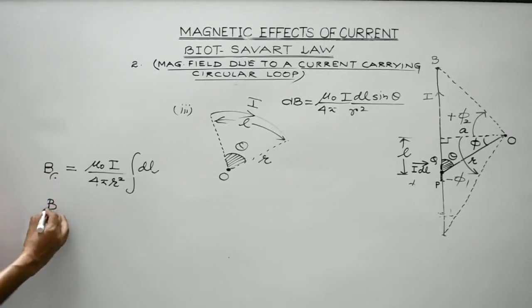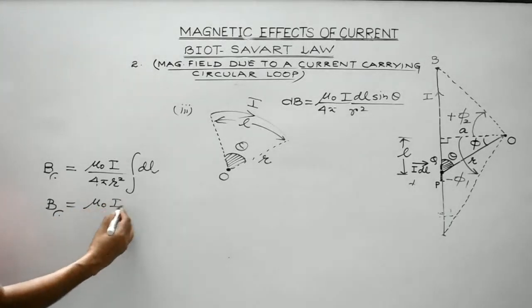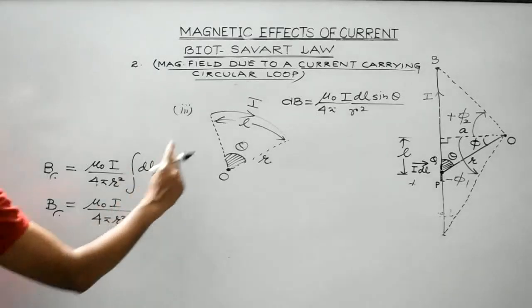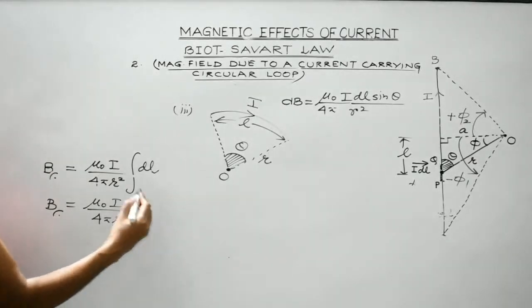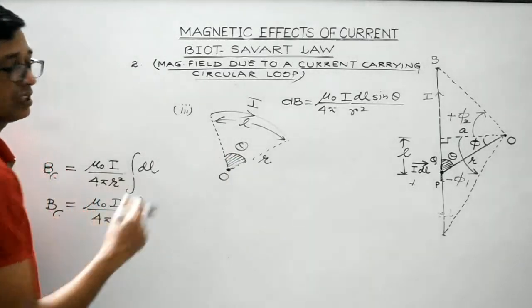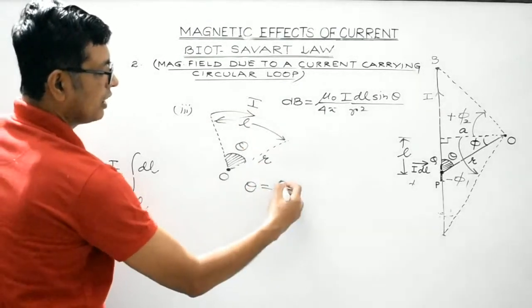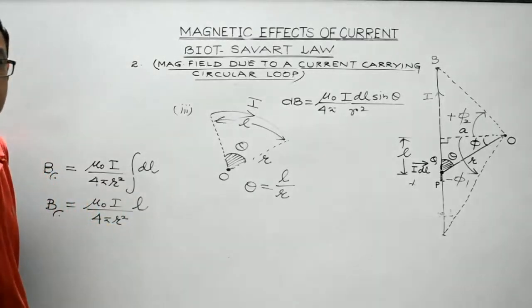So magnetic field due to a current carrying arc would be given by mu naught I divided by 4 pi r square. Integration of dl, that will give us the total length of the arc. It is L. So in terms of theta, how to write it? Angle subtended theta will be equal to length of the arc divided by radius. So L can be written as theta multiplied by r.